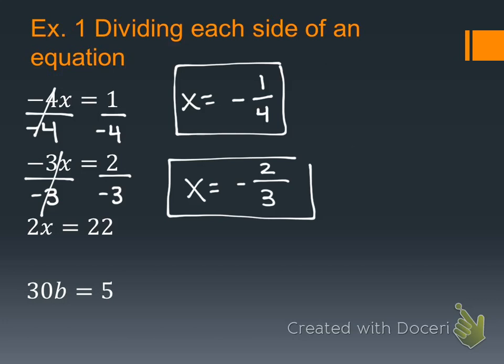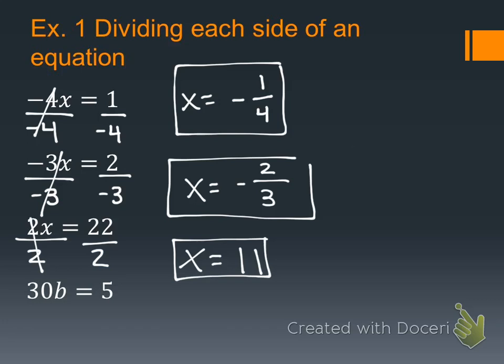So on this next problem, 2x equals 22. What is happening between the 2 and the x? What operation? Multiplication. So what am I going to do to get x by itself? Divide. So I divide by 2, and I've actually got a problem that's going to work out. What's 22 divided by 2? 11. I don't mean work out, I mean simplify to a whole number. x equals 11.